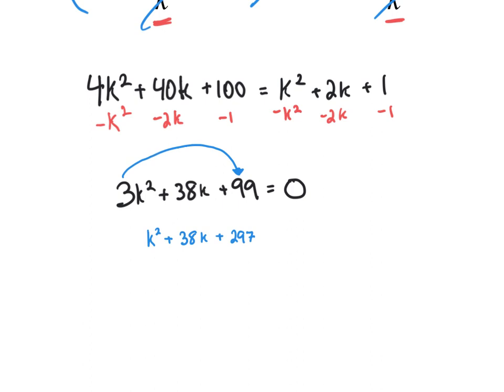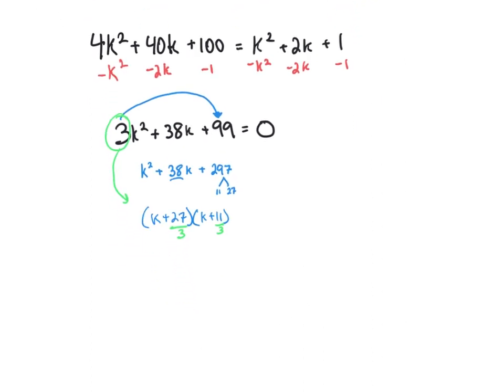Hang on, I'm just literally dividing this by different numbers just to see if I can find something that works. So 11 and 27. There it is, right? So 11 times 27 gives me 297, and it also adds to a positive 38. So then I would go k plus 27, k plus 11. But then the slide and divide technique asks you to bring the 3 back down, divide these by 3, and then we're going to clean it up. So this is kind of an unorthodox method, but it works every single time.